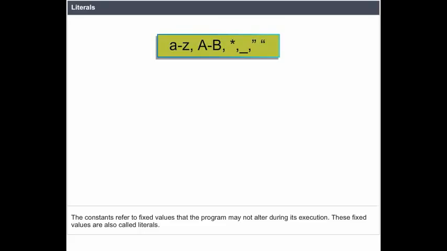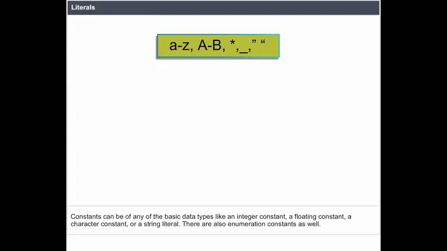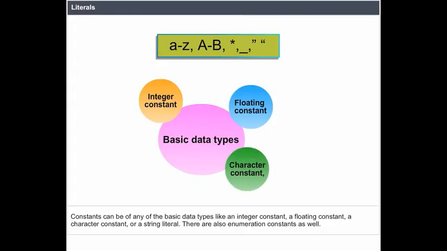Literals. The constants refer to fixed values that the program may not alter during its execution. These fixed values are also called literals. Constants can be of any of the basic data types, like an integer constant, a floating constant, a character constant, or a string literal. There are also enumeration constants as well.